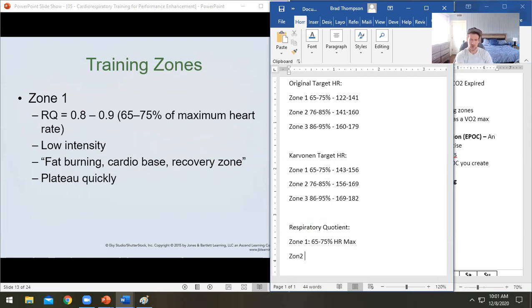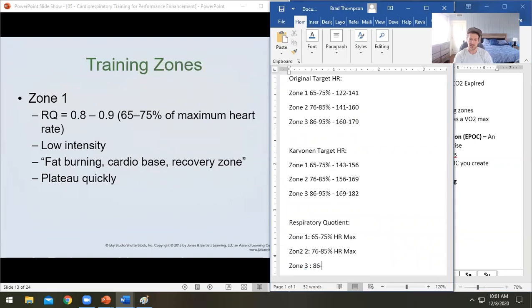Zone 2, which is 86 to 95% heart rate max, and zone 3, which is 9. Oh, I totally screwed that up. Sorry, that's supposed to be 76 to 85. 86 to 95% heart rate max. Right. So there's our zones here.